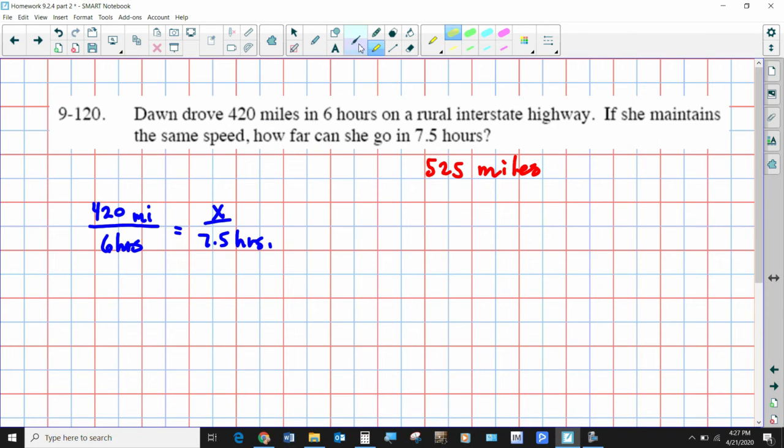All right, Dawn drove 420 miles in 6 hours. If she maintains this speed, how far will she go in 7.5 hours? Okay, you could set this up as a proportion. What do you multiply times 6 to give you 7.5?